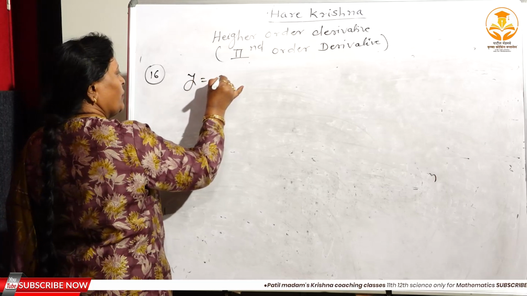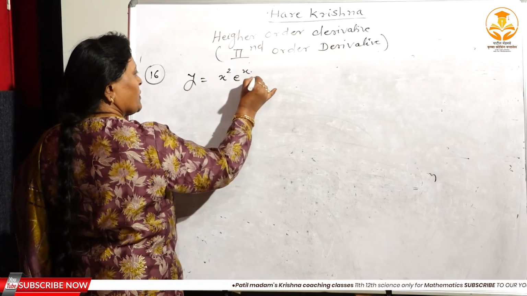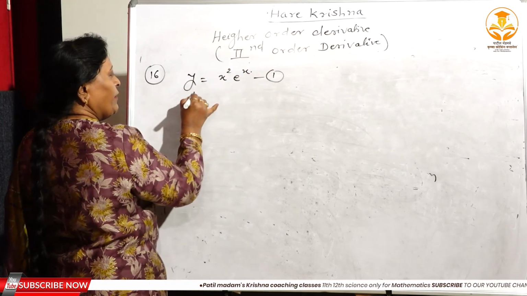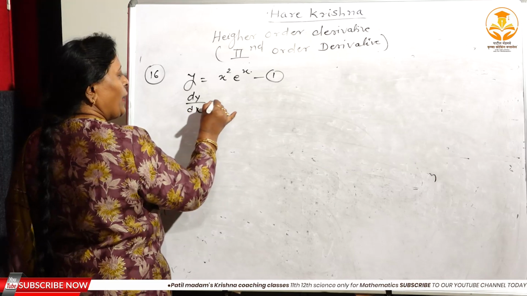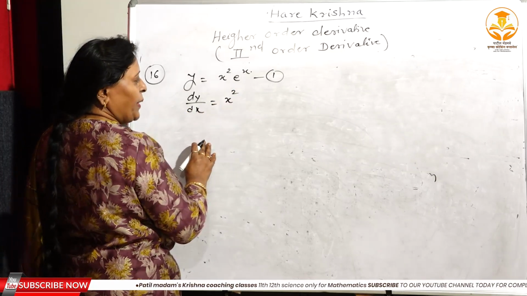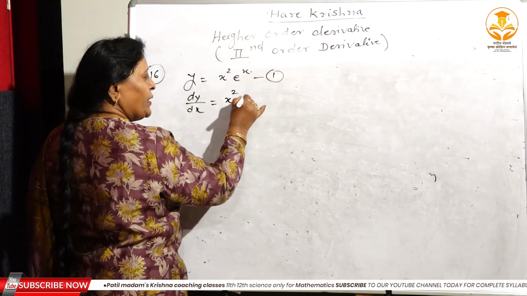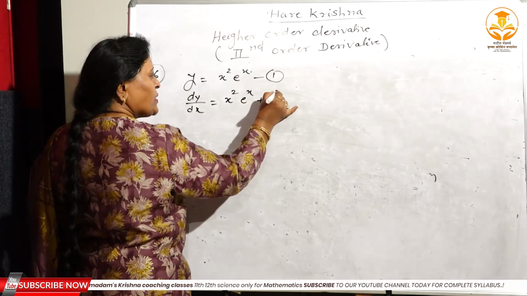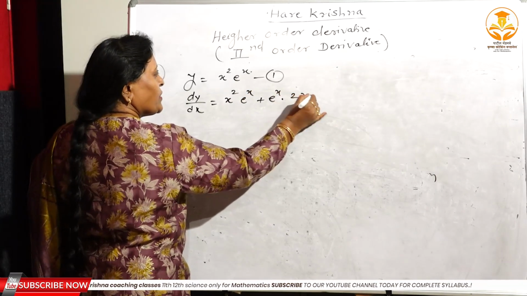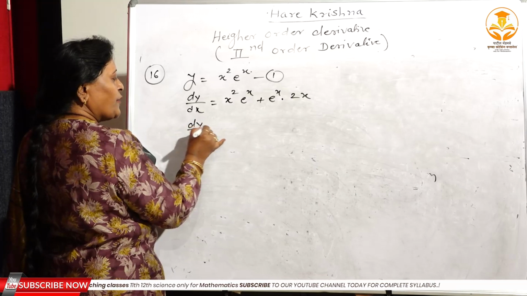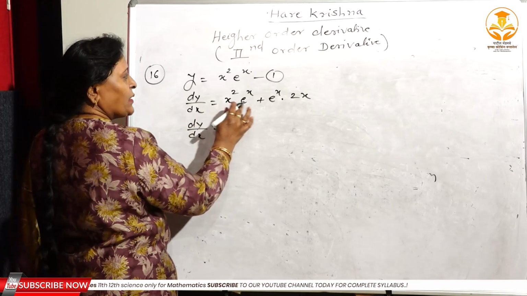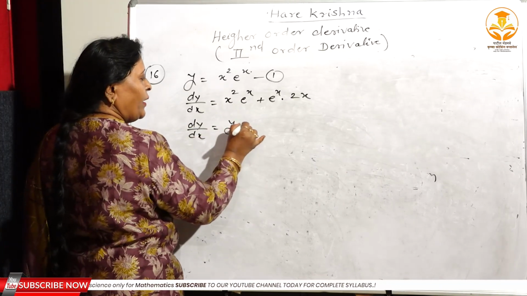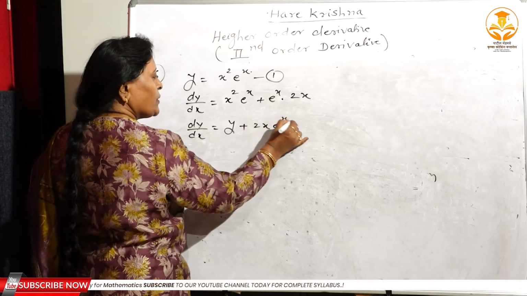y is equal to x square e raised to x. dy by dx: apply the multiplication rule. x square remains as it is, the derivative of e raised to x is e raised to x. e raised to x remains as it is, the derivative of x square is 2x. Again you can substitute: x square e raised to x is nothing but y. So dy by dx is y plus 2x e raised to x.